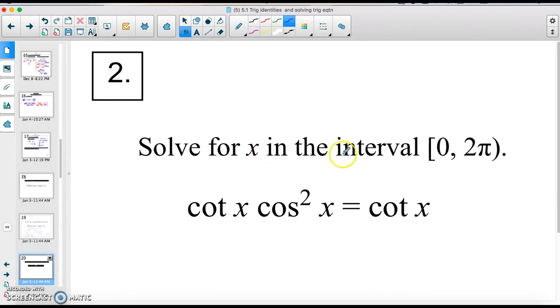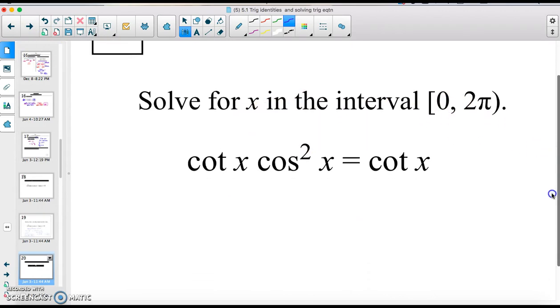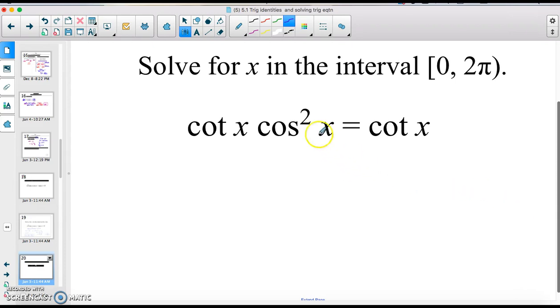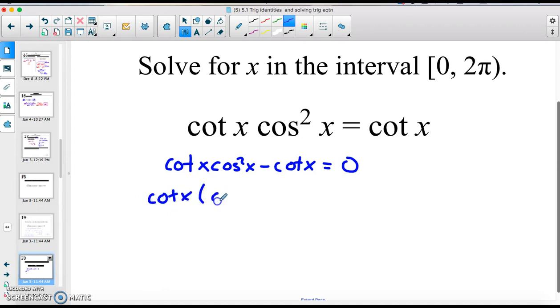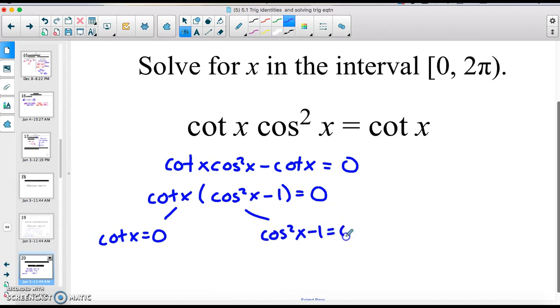So solve for x in the interval 0 to 2 pi. Talking through how I would approach this, I see a squared, I see they have cotangents in common, so I'm going to try to move everything to the same side to start with. So I'm going to subtract over cotangent. I'm going to have cotangent x cosine squared x minus cotangent x. From there I can see these both have a cotangent, so I can factor out a cotangent. So I've got cotangent x times cosine squared x minus 1 equals 0. And now we can just split the 2 parts up into both equaling 0. So I'm going to have cotangent x equals 0 and cosine squared x minus 1 equals 0.